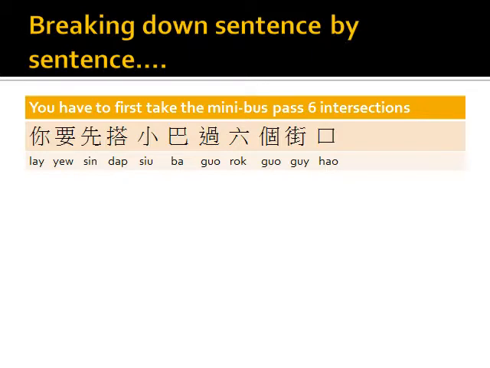Okay, so in Cantonese, this sentence said 你要先搭小巴過6個街口. Now, you should probably know lei means you, you means need, da means getting on. Now, the third kanji from the left actually means first.